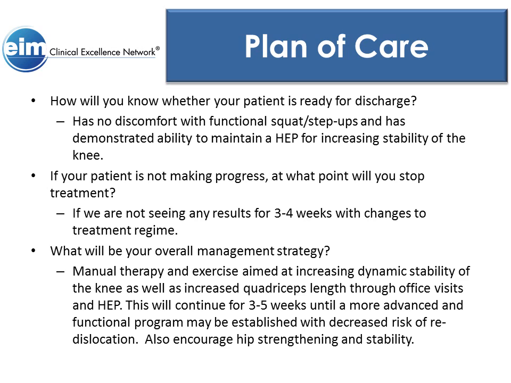And our overall treatment management strategy will be manual therapy and exercise aimed at increasing dynamic stability of the knee, and also to increase the quadriceps length. And this will be performed through office visits and also through a home exercise program. And this will continue for about 3 to 5 weeks until a more advanced and functional program may be established with decreased risk of redislocation. And we will also encourage hip strengthening and stability along with those, just to aid in the stability of the knee.